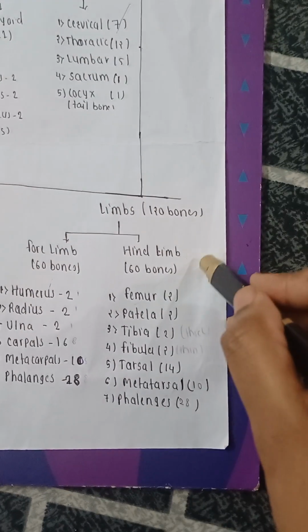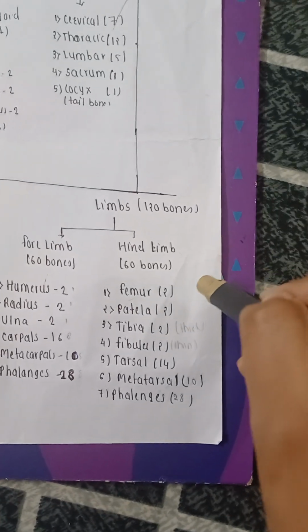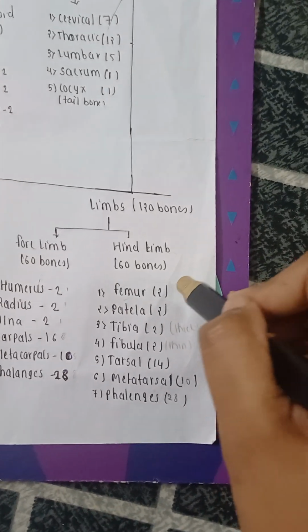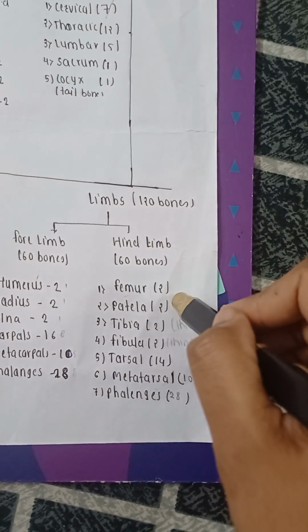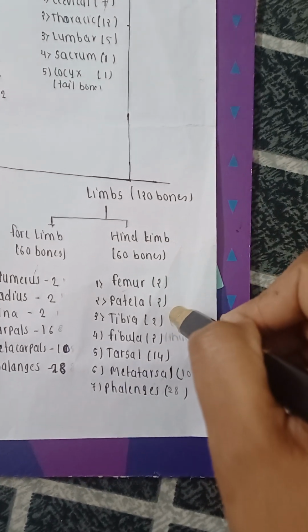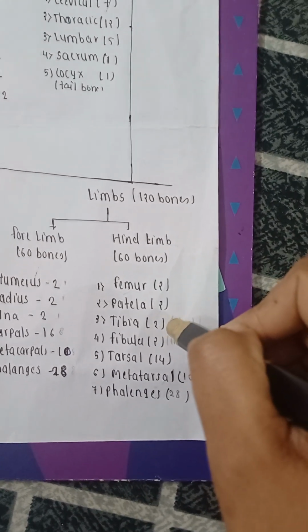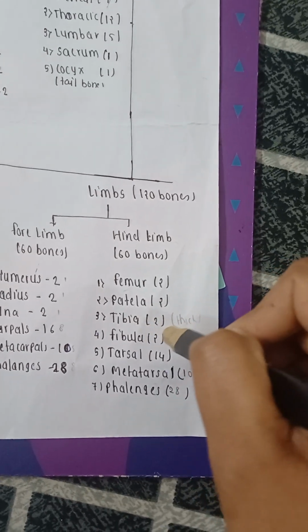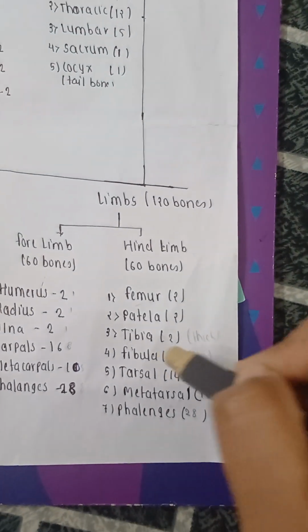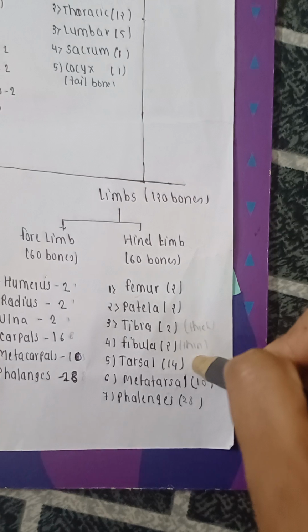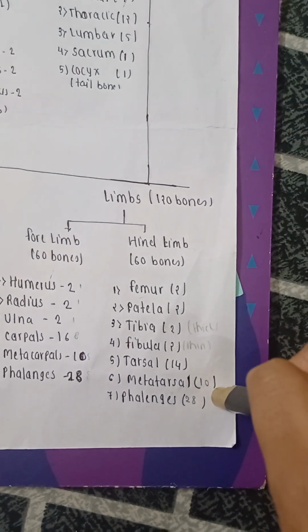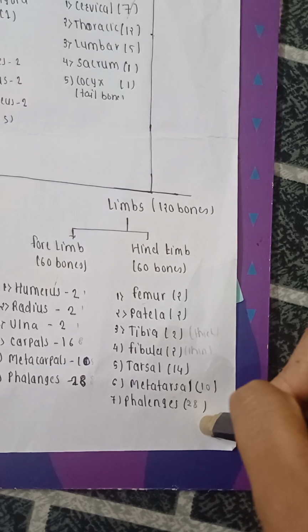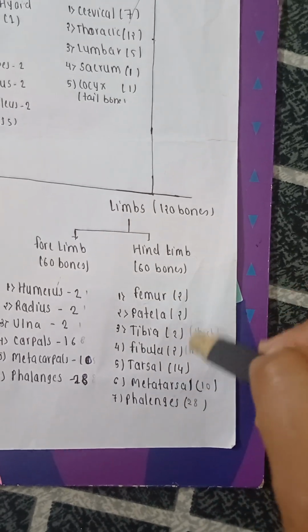Next is the hind limb or leg bones. There are 60 bones present in the lower limb. First is the femur, which is 2 in number. Second is the patella, 2 patella bones. Then next is the 2 tibia bones. Next is the 2 fibula bones. Then there are 14 tarsal bones present and 10 metatarsal bones, and 28 phalanges are present in the lower limb.